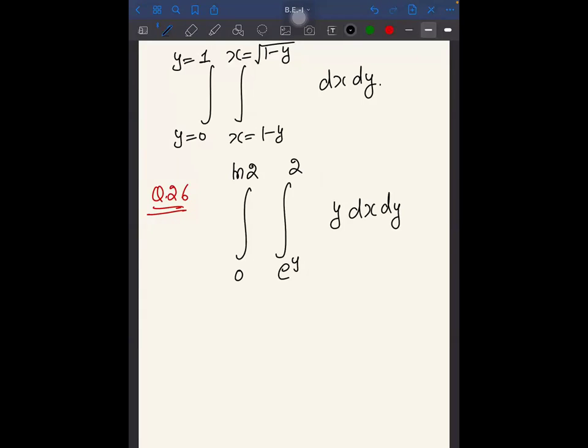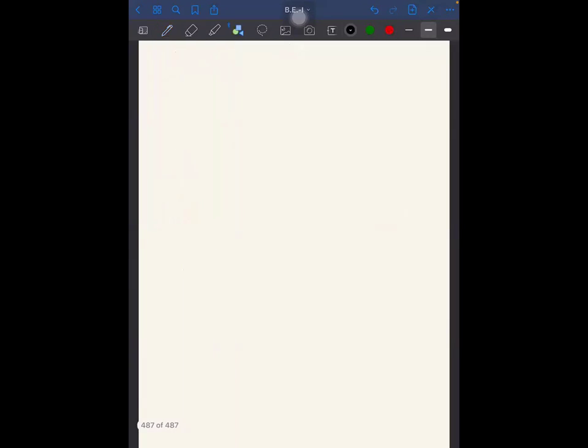So these are the limits of what? x or y? Yes, x. And these are the limits of y. So dx is already there, and we want to replace this dx by dy. So of course this time we're going to throw a vertical line. First of all we'll construct the region and then we'll do the question. This would probably be the last question of this session.